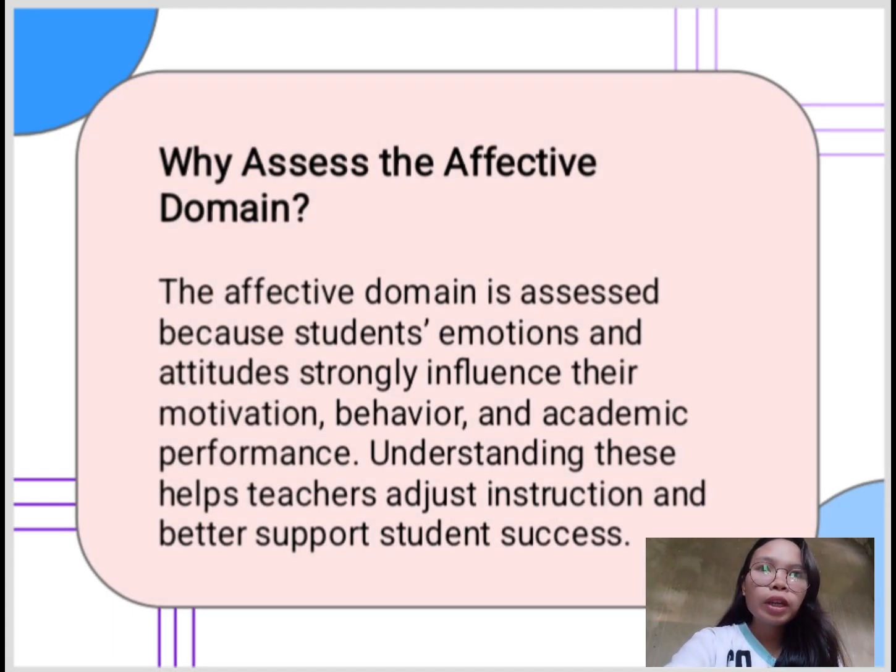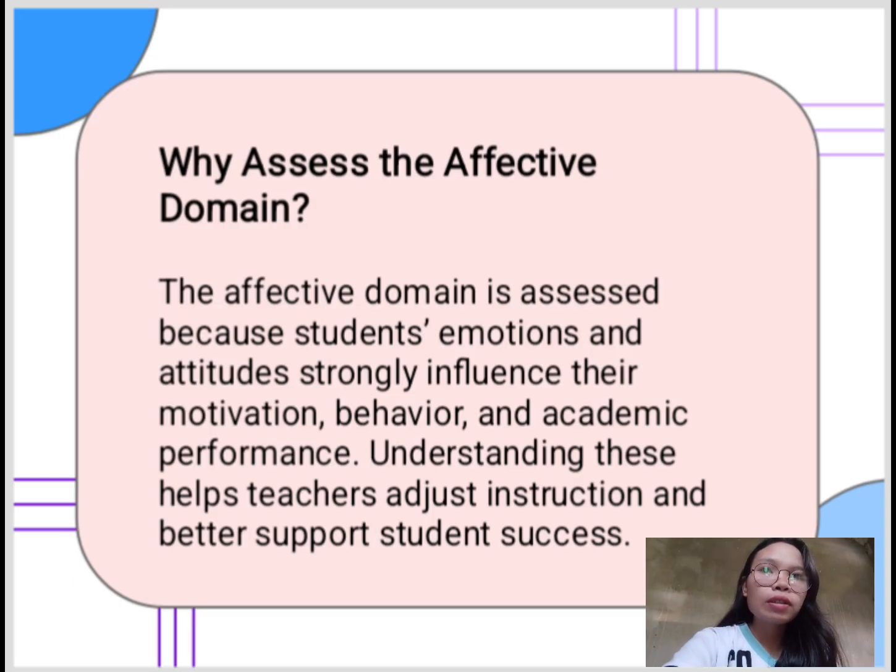So, the affective domain is assessed because students' emotions and attitudes strongly influence their motivation, behavior, and academic performance. Understanding this helps teachers adjust instruction and better support students' success. So, the affective domain is assessed because emotions strongly affect learning and achievement.